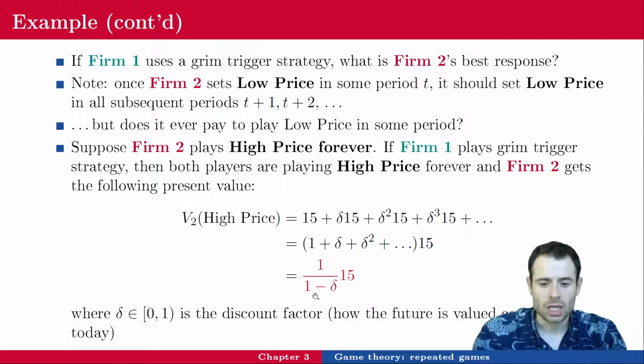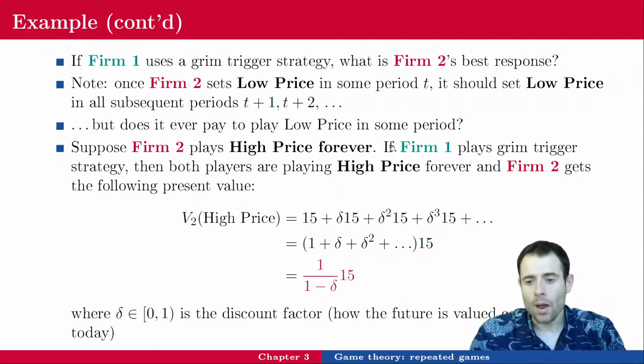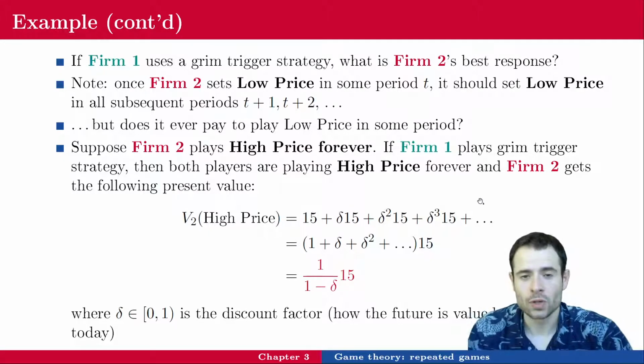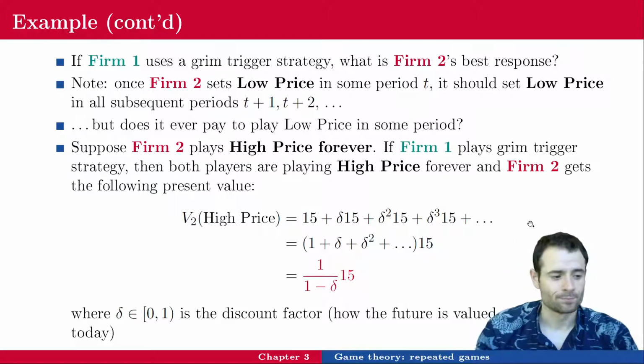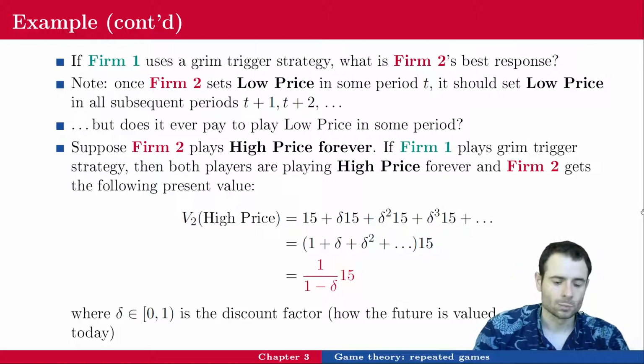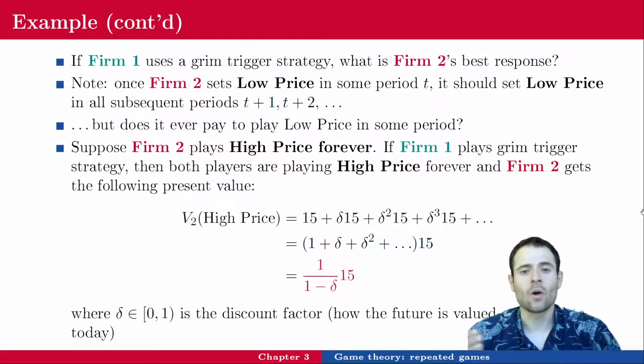So this is the present value of the payoffs for firm 2 if firm 2 plays high price forever when firm 1 plays grim trigger strategy. Now we need to compare this strategy, high price forever, with other strategies.